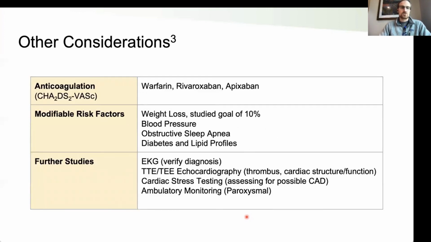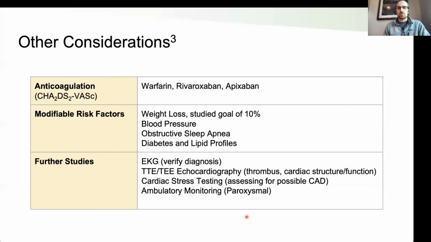Other considerations for the patient with atrial fibrillation, these are in the inpatient setting as well as in the outpatient setting. Anticoagulation with either warfarin, rivaroxaban, or apixaban. Antiplatelet therapy does not cut it. You can modify risk factors, which will reduce the frequency of AFib for a patient, or maybe even convert them back into sinus rhythm. That's increasing weight loss, obtaining good blood pressure control, treating obstructive sleep apnea, which reduces some of the pulmonary complications, as well as being helpful for blood pressure, and then helping someone control their diabetes and get their lipid profiles under control.